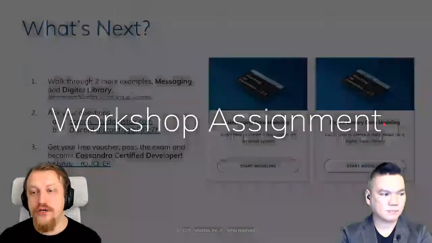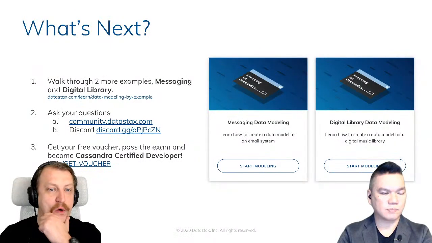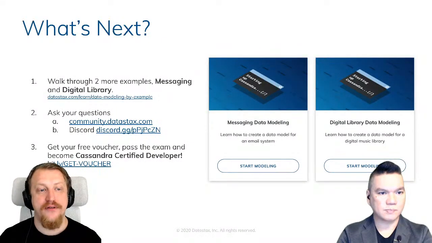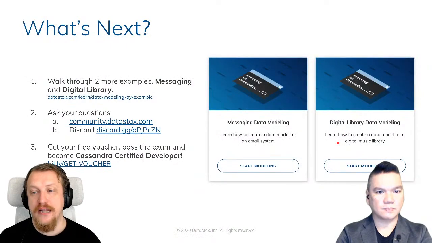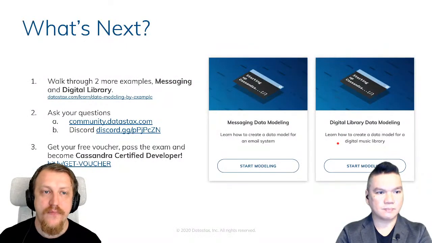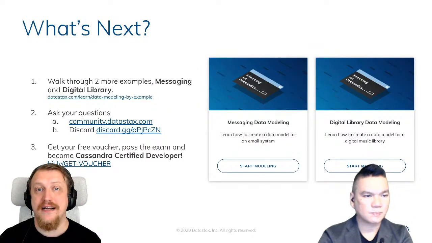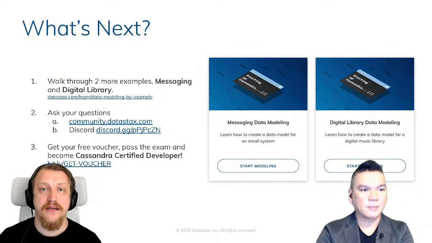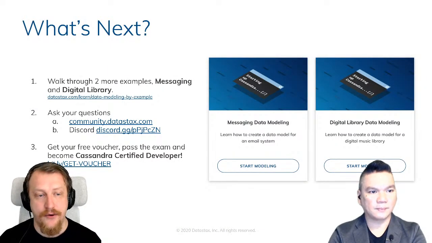Which is kind of a workshop assignment, or better, what to do next. So overall, we have now 5 examples available. We have messaging data model, digital library, time series example, and time series is exactly regarding smart home and Internet of Things, more advanced scenario.